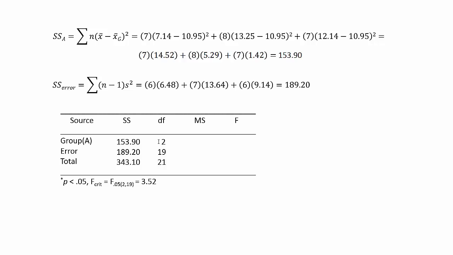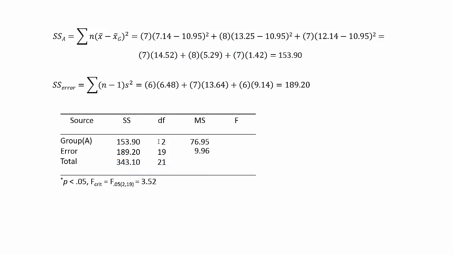And then what you want to do is some basic division. Take 153.9, divide that by 2. So your sums of squares divided by your degrees of freedom gives you your mean squares value. Remember, mean squares is a variance. So I take a sums of squares, divide it by degrees of freedom, that gives me the variance. So that mean squares is the variance for the independent variable, 76.95. Then I take 189.2 and divide that by 19, and that gives me 9.96.